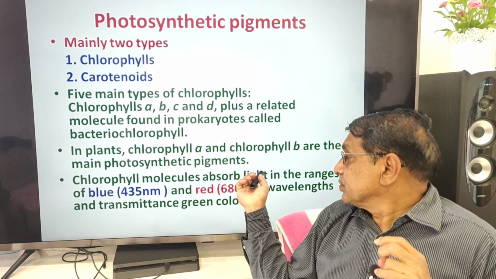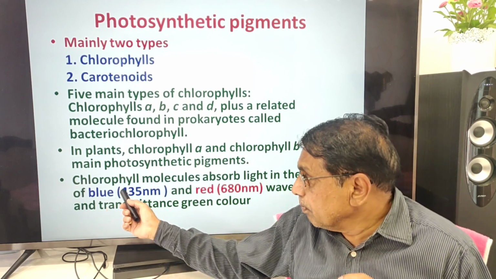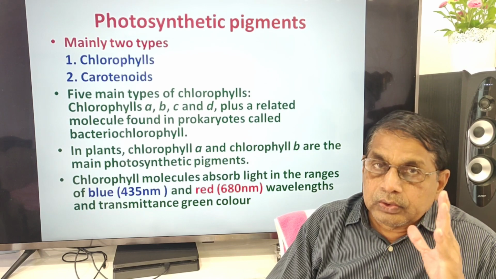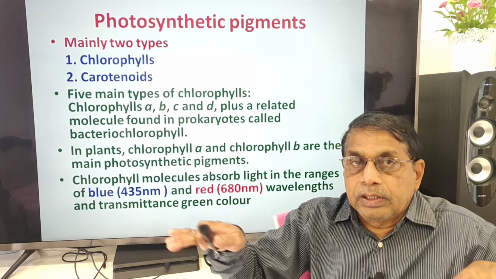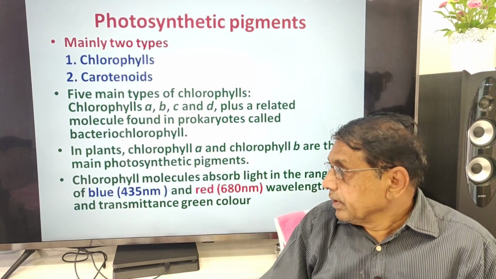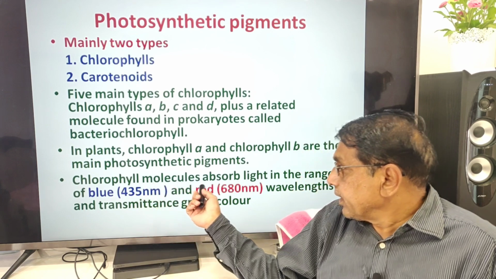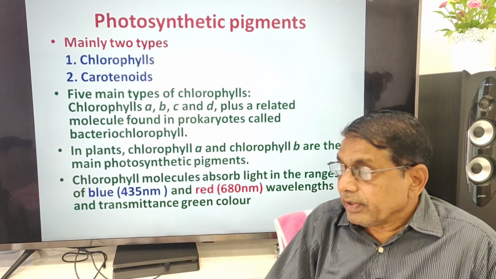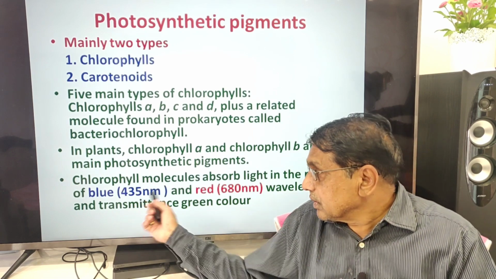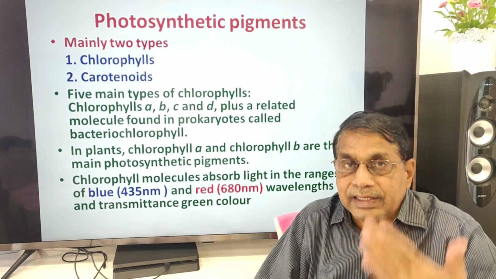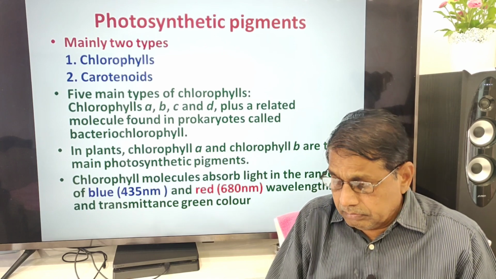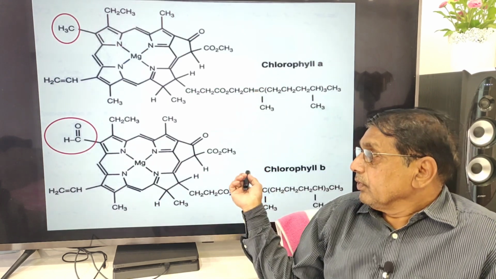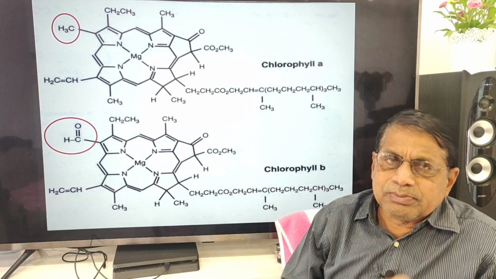Chlorophyll molecules absorb light in the blue and red ranges, in the spectrum where blue light is 435 and red is 680 nanometers. They absorb these wavelengths and reflect the green light. That's why the leaves look green. These are the structures of the chlorophyll A and chlorophyll B molecules. They are essentially similar.